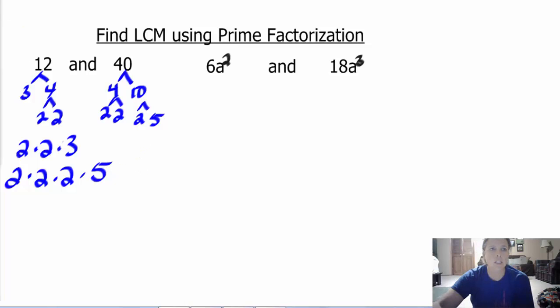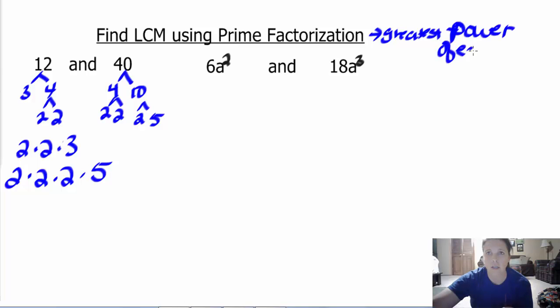So what you're going to do on this is you're actually going to circle the greatest power of each factor, because these are kind of factors, of each number. So when we look at this, we have 2 2's here and 3 2's here. So we're going to circle the one that has the most.